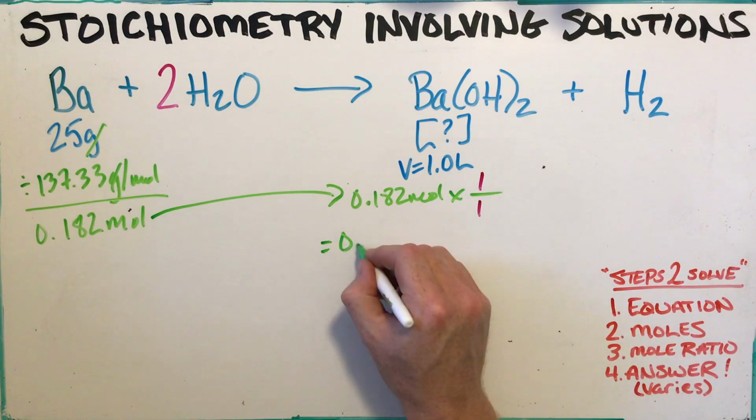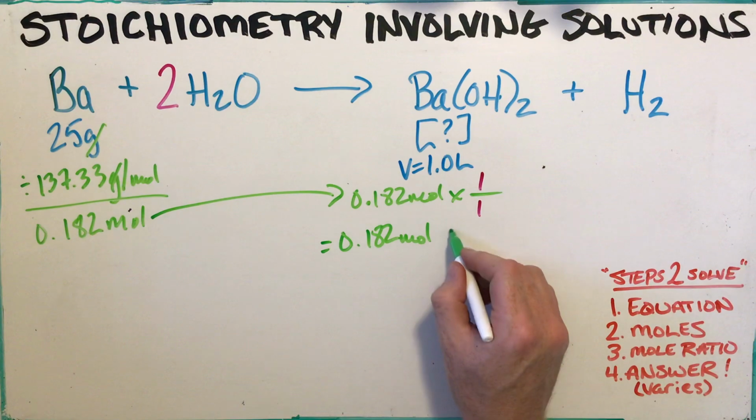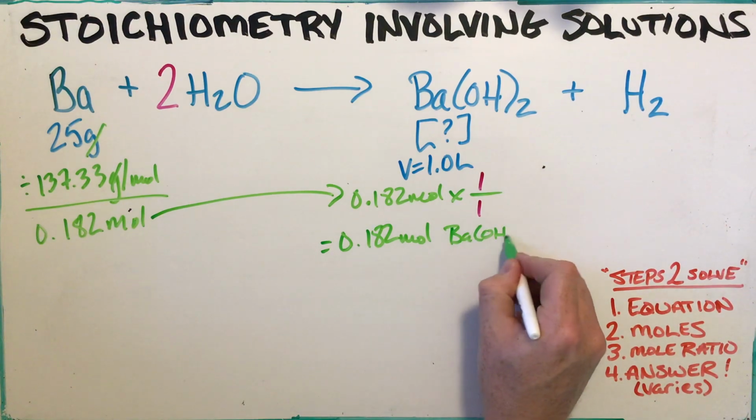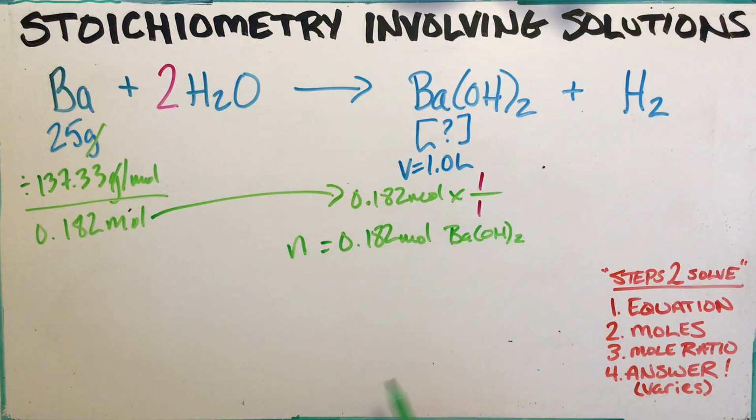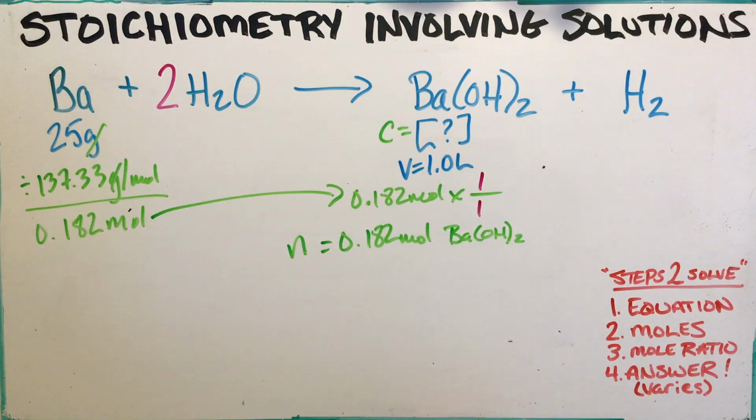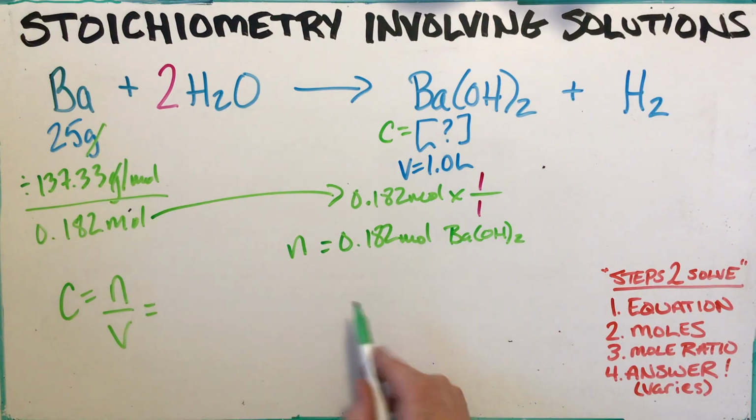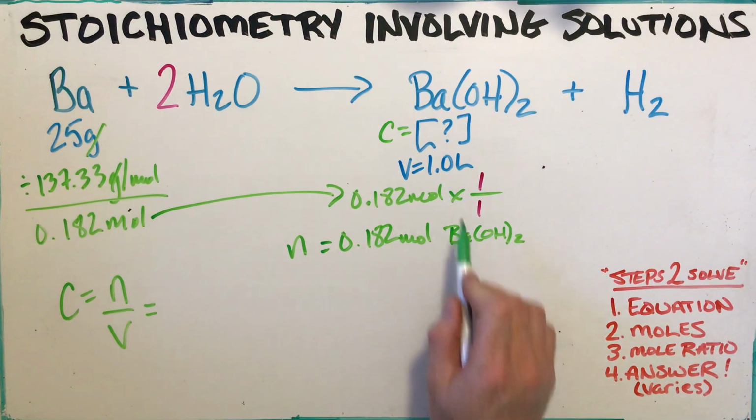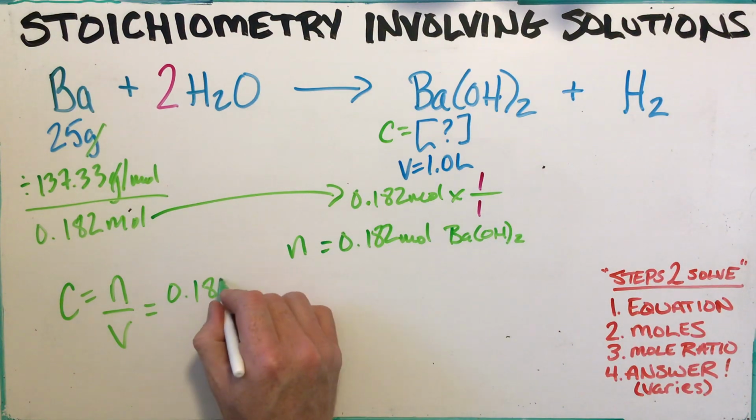And that means I have 0.182 moles of the barium hydroxide. Moles is equal to n, and I have to find the concentration, that's C, square brackets is concentration. So C is equal to n over V. The n I just figured out. The V was given to me in the question, so now I can do this pretty easily.